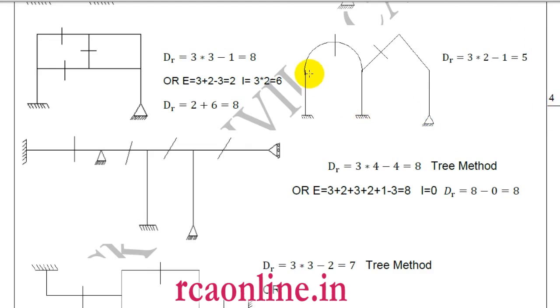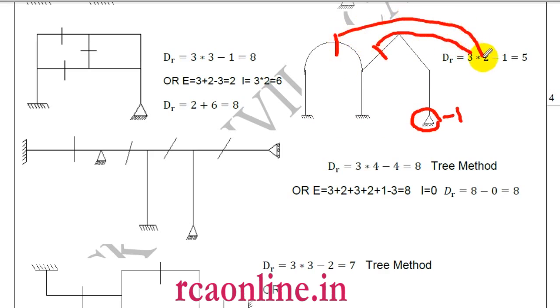Now let us take this question. So how many cuts do I require? One cut here and one cut here, and then it will become 3 trees. With 3 trees I have to reduce by 1 here. So 2 cuts, so 3 into 2, 6 minus 1, 5 is the answer.